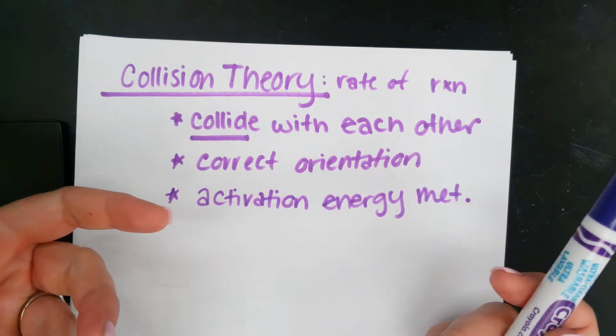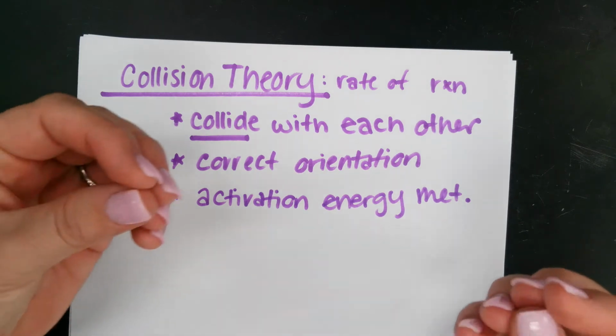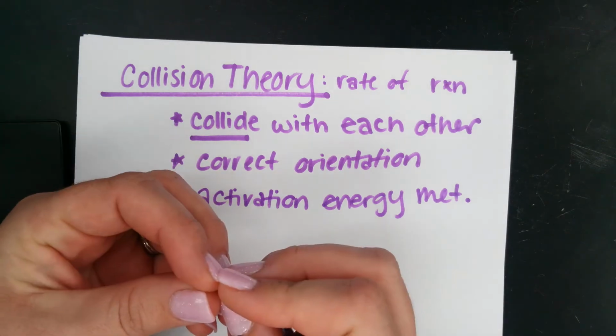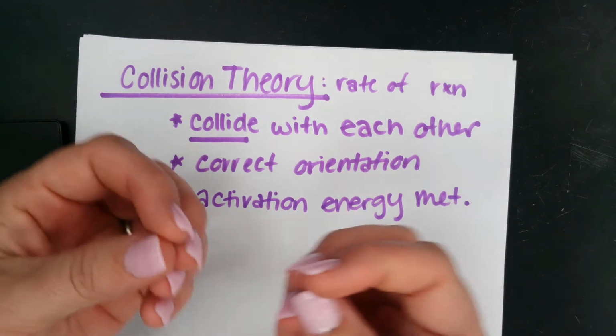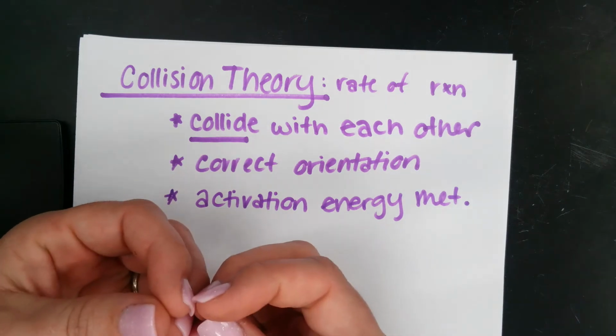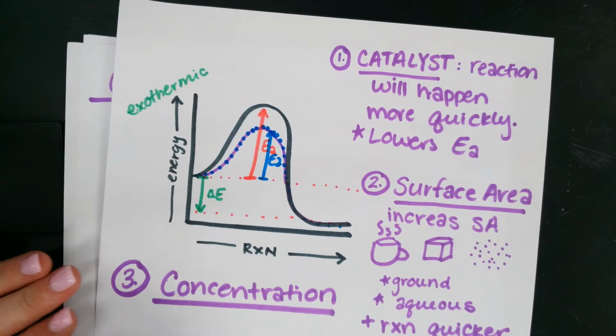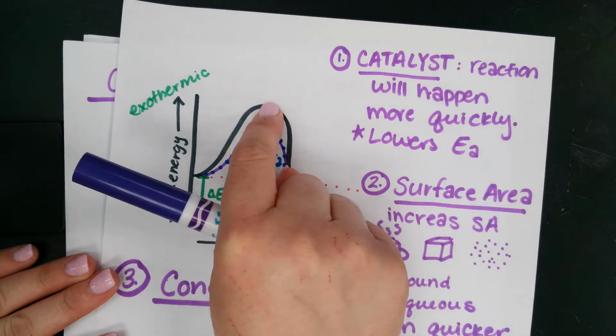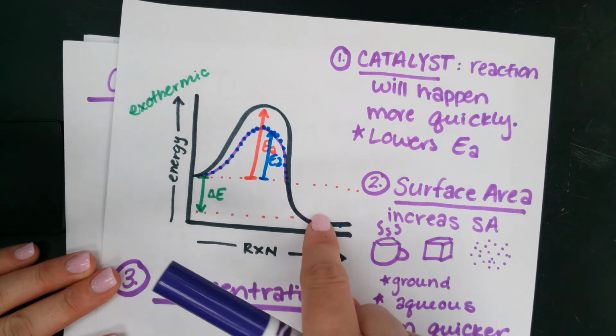So it's the same with our chemicals. With our compounds, they have to collide correctly, they have to hit each other with the correct orientation and enough energy to make that reaction happen. So just like when we were looking on here, you have to hit that activation energy in order for it to bond.